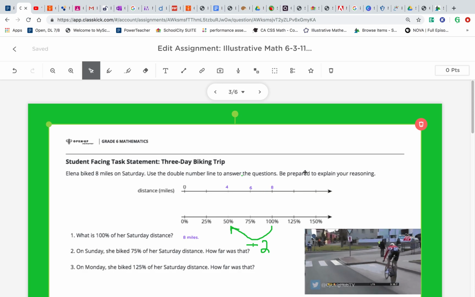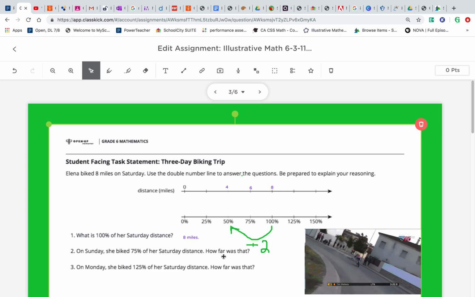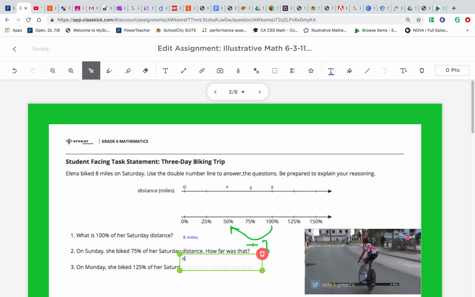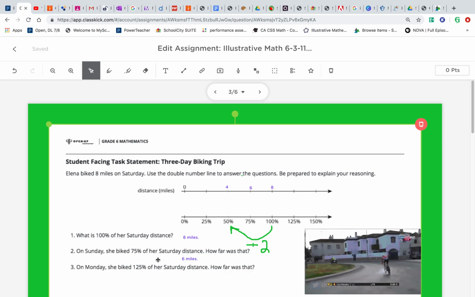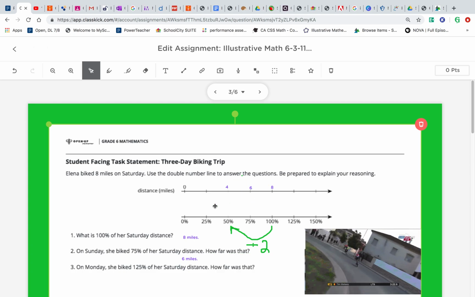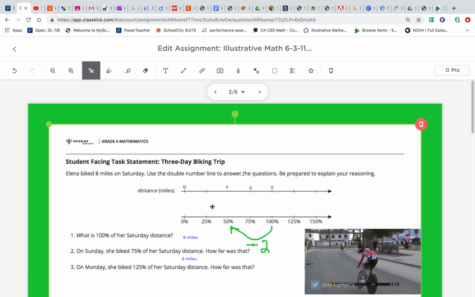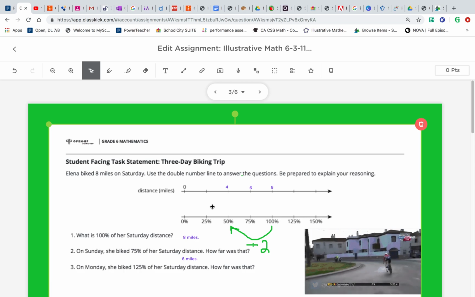All right. So that actually answers our second question, right? She biked 75% of her Saturday distance. How far was that? It was 6 miles. So we can add that in right here. 6 miles. All right. Now, let's take a look at the double number line here and see if we can notice any patterns and see if we can fill in the other values, because it's always good to be able to fill in as many values as we can, so we have as much information as possible.